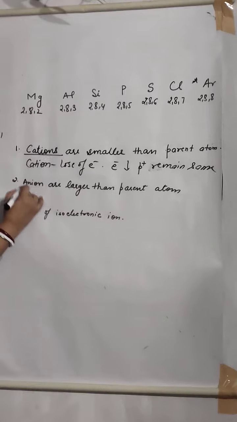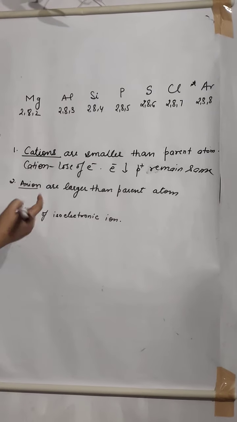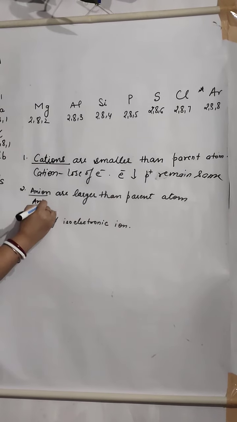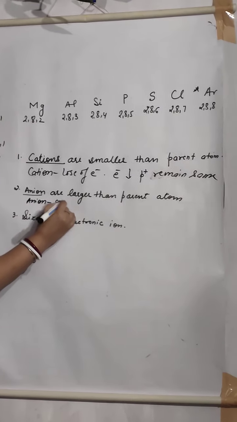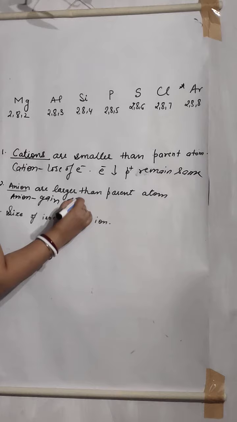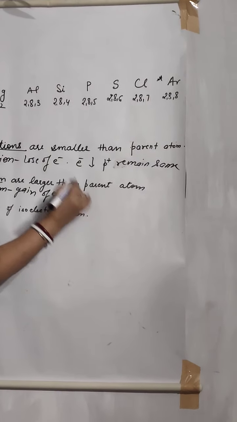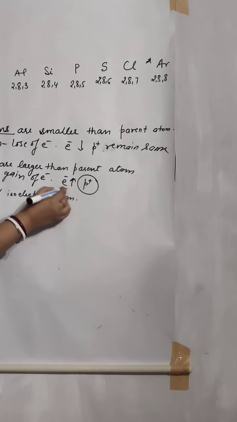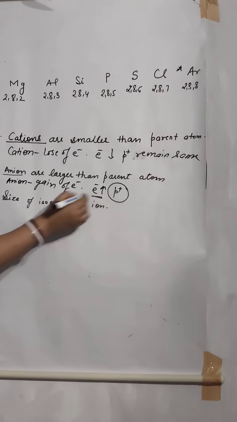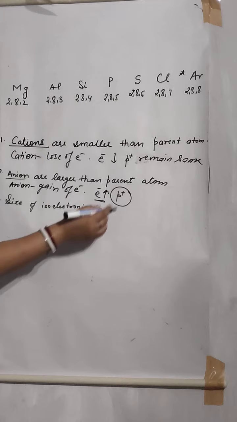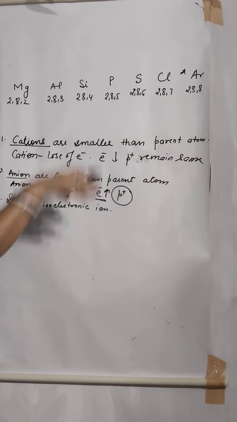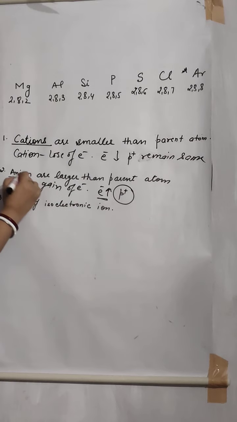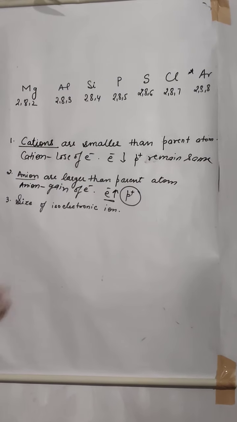Then next, anions are larger than parent atom, the parent atom from which it has been formed. Anions are formed by gain of electron. Gain of electron means electron number increases and proton number will remain same. So nuclear charge will remain same, but electron number increases, so they will start repelling each other. So the nucleus will attract less, it will give less force of attraction. So the anions are larger than the parent atom.